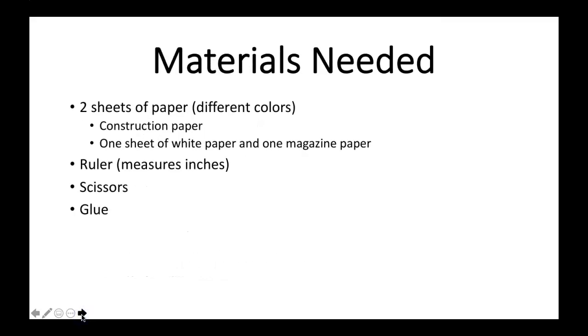The materials needed today are construction paper, or just paper of two different colors. I have construction paper here. If you don't have construction paper, you can just use a regular sheet of copier paper or computer paper, and then you can use a piece of paper from a magazine, which looks very interesting as well. You'll also need a ruler. You'll need scissors, and you'll also need glue. If you don't have glue or a glue stick, it's okay. The glue helps hold everything together though.